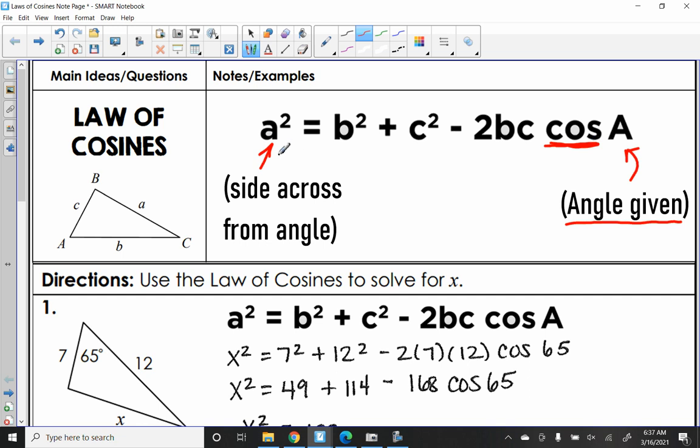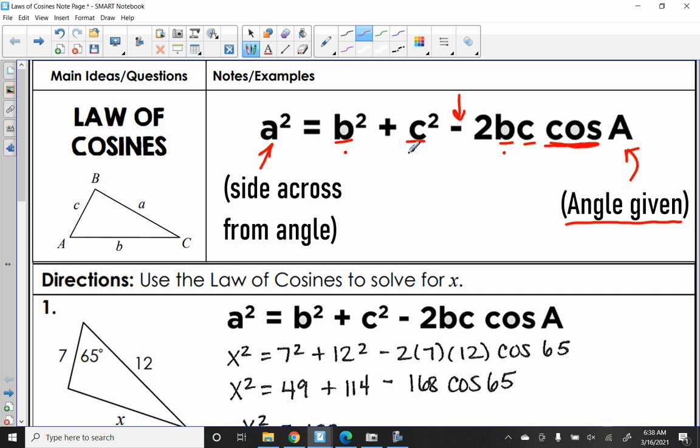We're going to put a squared first, and that's always going to be the side across from our angle. And b and c, we'll also put b and c back here after the subtraction sign. When I do these problems, I kind of separate it at the subtraction sign. B is going to be one of the sides, and you'll put it here and here. And then c is going to be your last side.